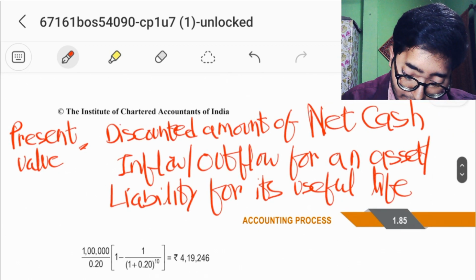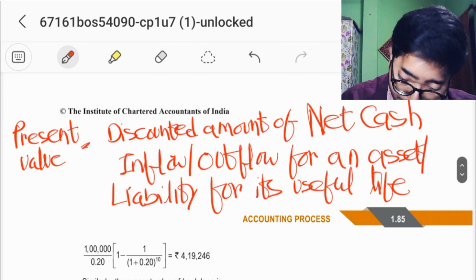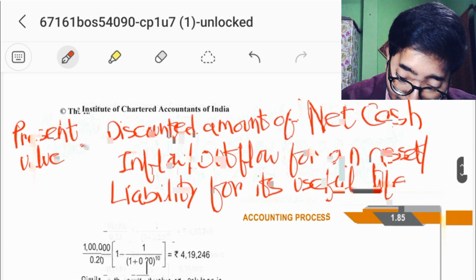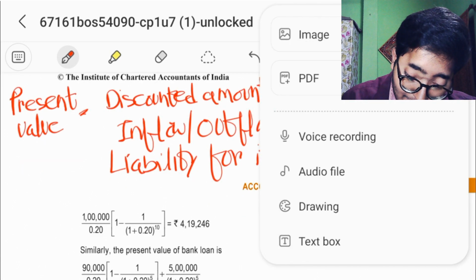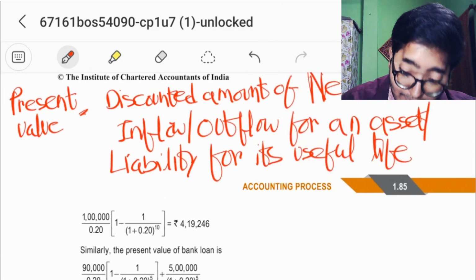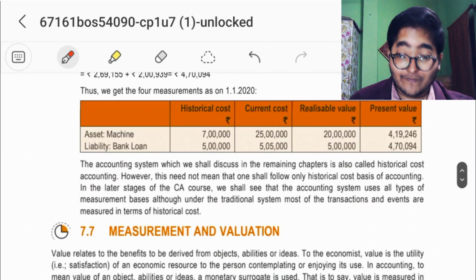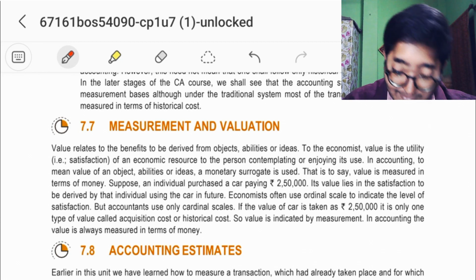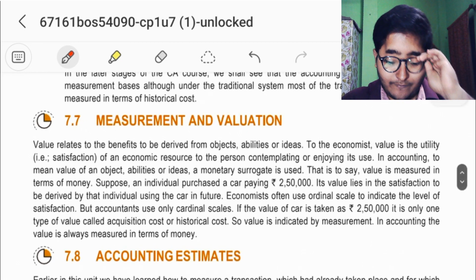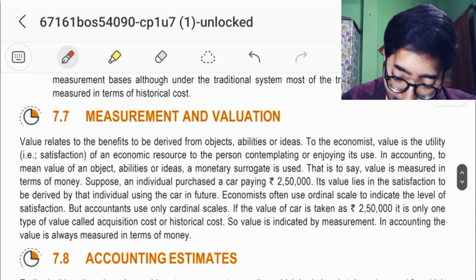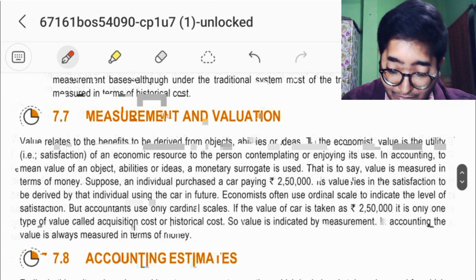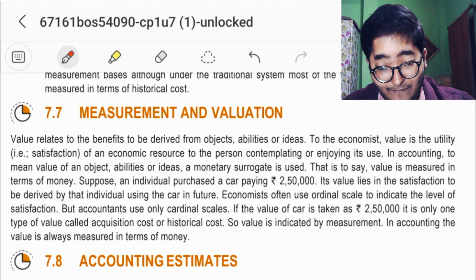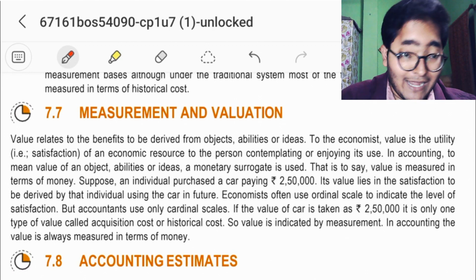So I hope you are able to understand what is present value. So for your information, this present value is discussed in your paper 3, that is paper 3 mathematics, in the time value of money chapter. Our next topic is measurement and valuation. So what is measurement and valuation? Measurement and valuation is an important aspect of accounting. So we are going to learn about that.